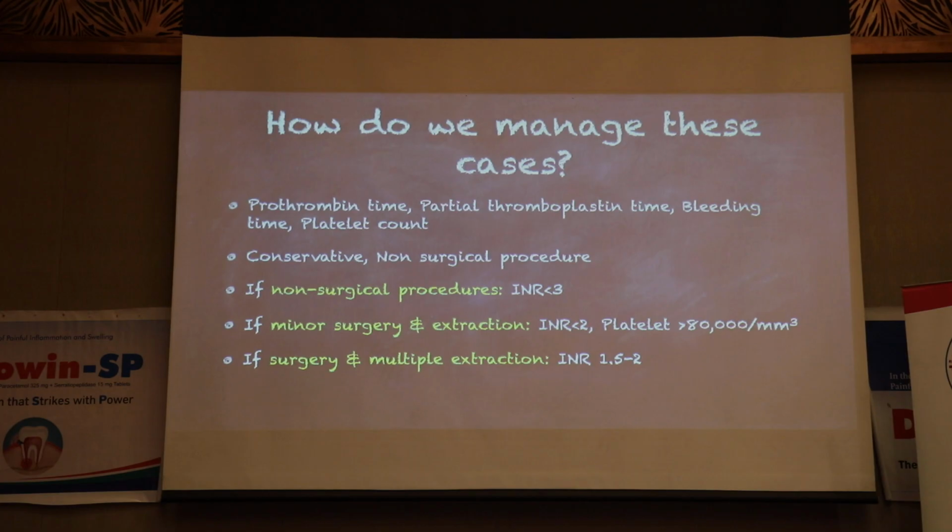For minor surgery and extraction, so one extraction or a mild frenectomy or something along those lines, a very minor surgery, the INR should be less than 2, and the platelet count should be greater than 80,000 per cubic millimeter. If we are doing a surgery or multiple extractions, in those cases the INR should be 1.5 to 2.